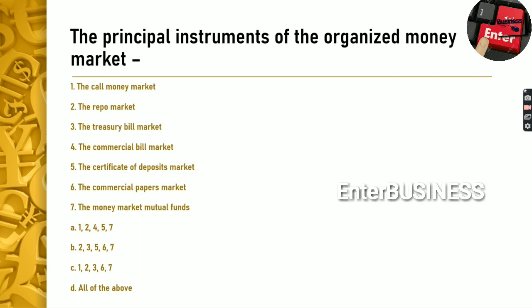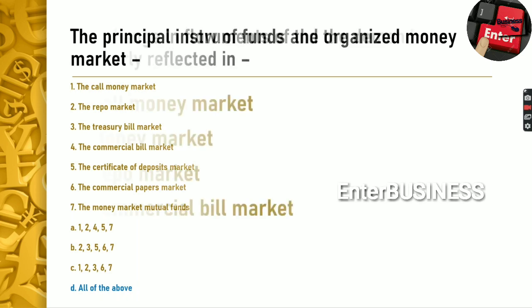Option A, 1, 2, 4, 5, 7. Option B, 2, 3, 5, 6, 7. Option C, 1, 2, 3, 6, 7. And D, all of the above. The correct one is option D. All of the above are the principal instruments of the organized money market.